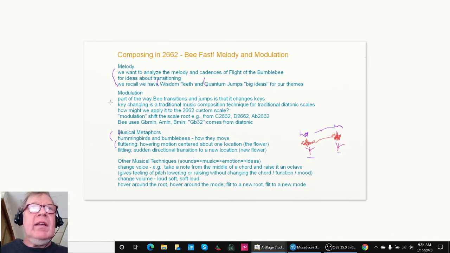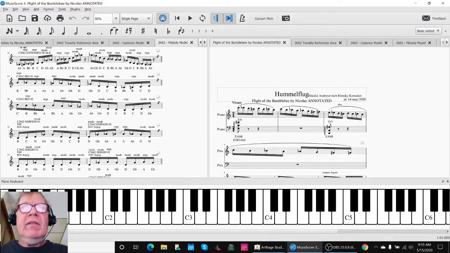One of the key ideas that we're starting to approach is what's called modulation, which is changing the root. So for example, we could go from a C2662 to a D2662 to an A flat 2662. So that's still pending for us to try. But the reason we came up with that is we looked at the B and we realized that that was part of the technique that was being used here.